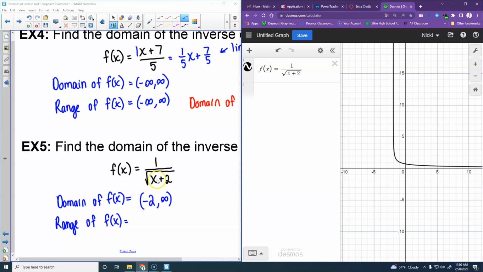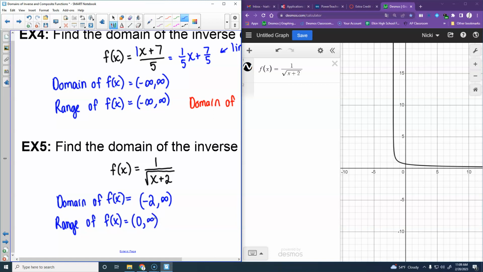But if you look at the function, it's 1 divided by the square root of x plus 2. Square roots always have to be positive. They can never be negative, unless you have like an i or something involved, which for graphs we do not consider. So this always has to be positive. So 1 over something is also always going to have to be positive. So it's going to be from 0 to positive infinity for that.